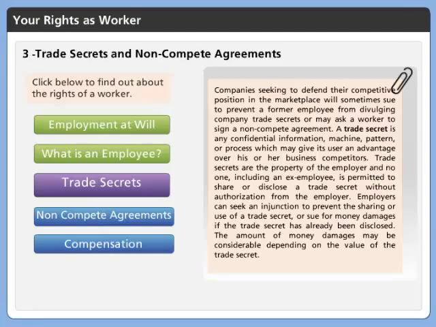Trade secrets and non-compete agreements. Companies seeking to defend their competitive position in the marketplace will sometimes sue to prevent a former employee from divulging company trade secrets or may ask a worker to sign a non-compete agreement.